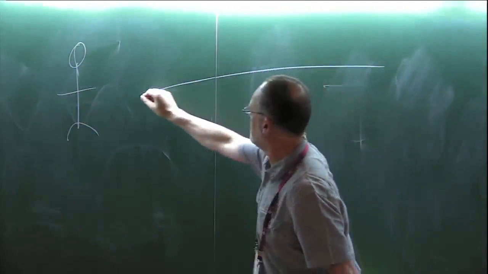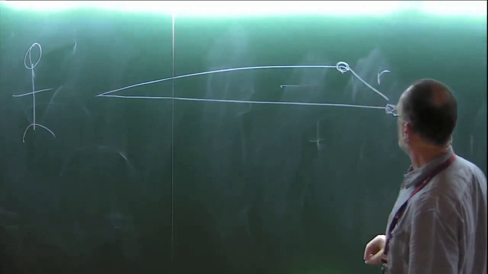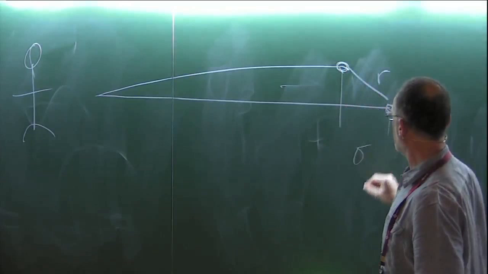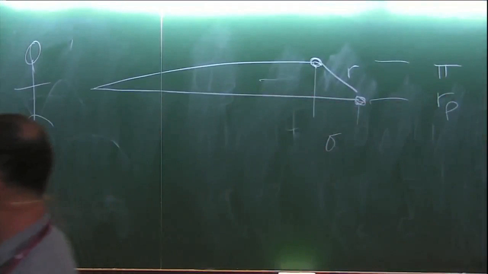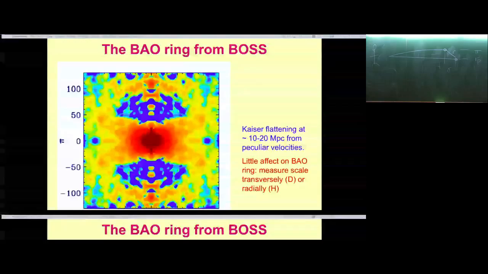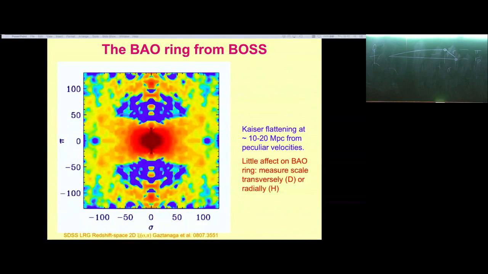You're observing some pair of galaxies with a separation R, and I'm dissecting that separation into a line of sight component, often called sigma, and a transverse component, sometimes called pi or RP. So this is line of sight separations, this is transverse separations. And what we see is a ring at the BAO scale. It's a really, really beautiful picture.